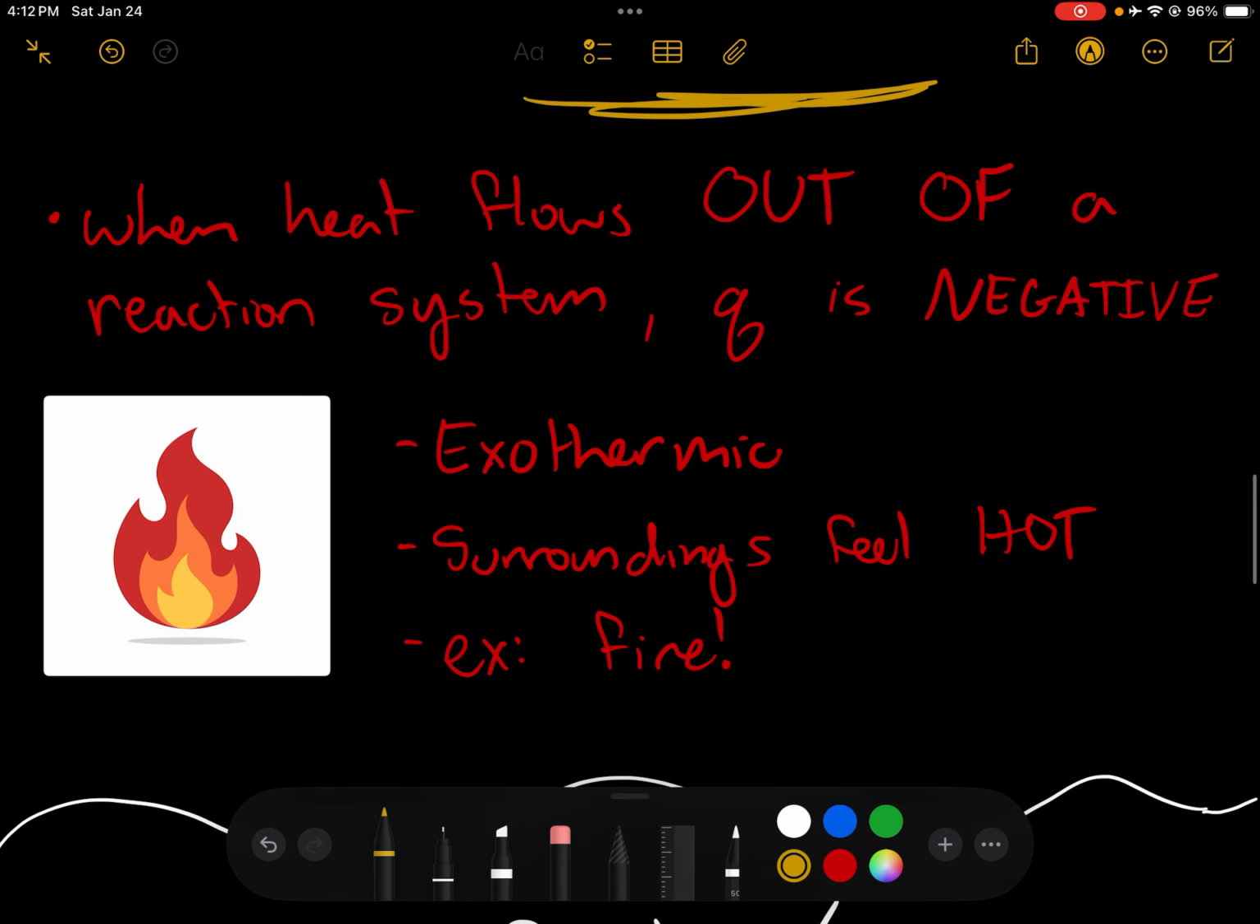When heat flows out of a reaction system, Q, again similar to our delta H value, is going to be negative. We have an exothermic process going on, and our surroundings are going to feel hot. So your example for that is fire. We've all been around a fire before. We've all felt its heat. But what's happening in that combustion reaction for fire is that that reaction is emitting a lot of energy. Energy is coming out of it, making you warm as the reaction system itself gets cooler over time.